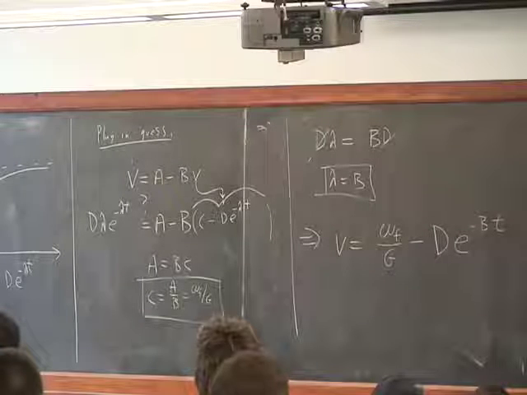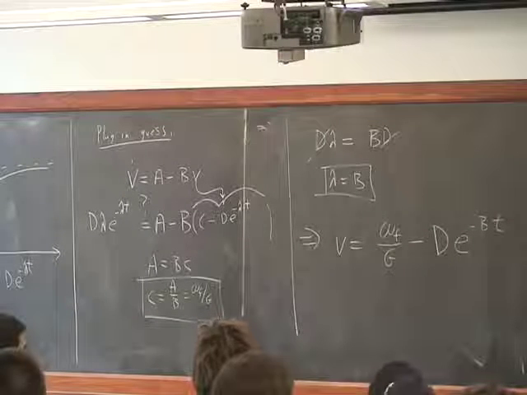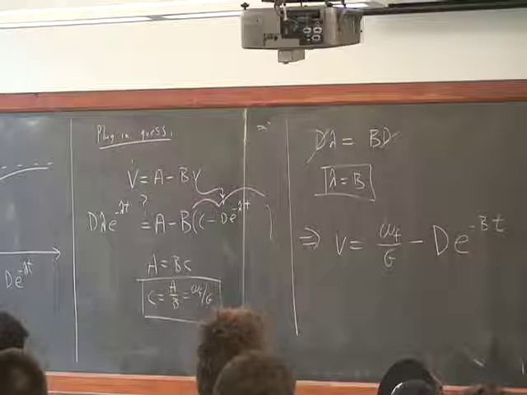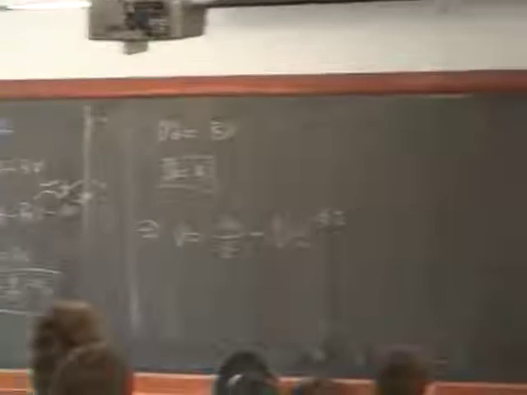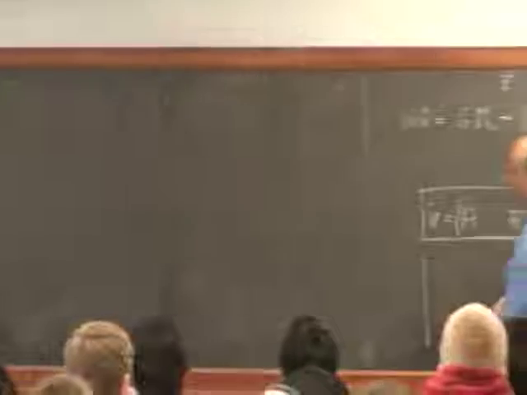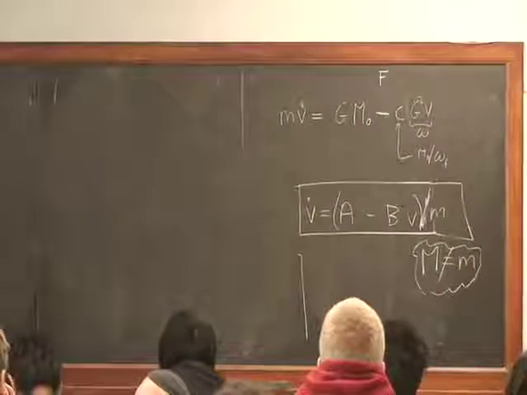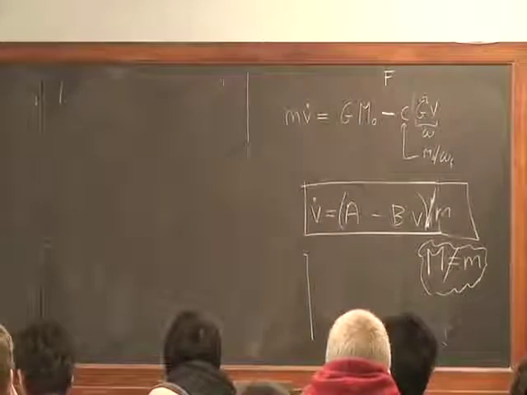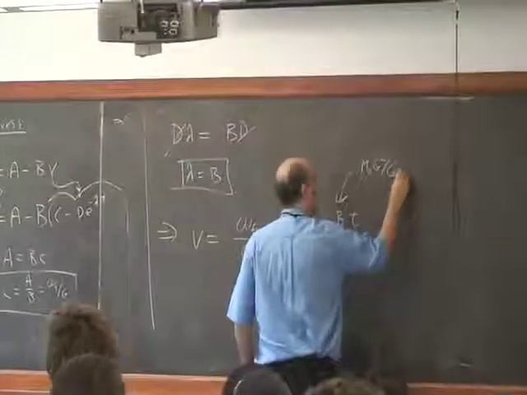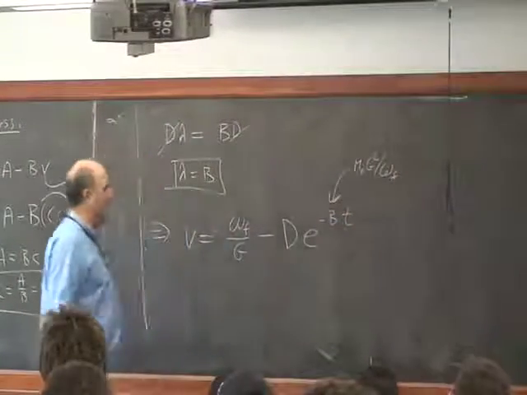What was the b? It was this coefficient over here: m0 g squared over omega f. If I did that right, somebody can check me on that. So now we have the solution to the differential equation.